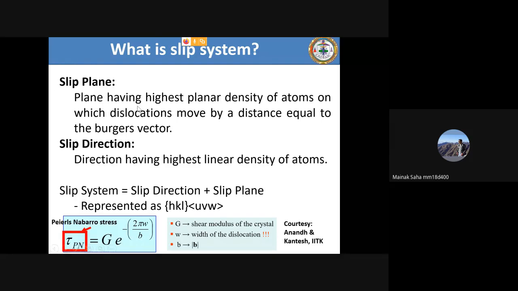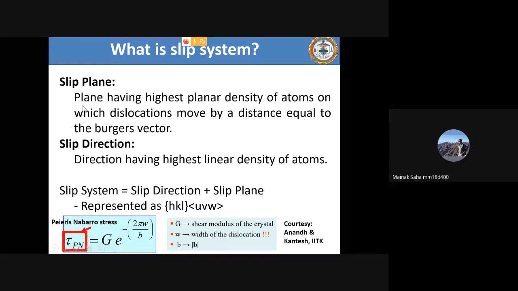See, the question is about the planes which have the highest linear density of atoms, right? So you can actually prove it. The interplanar spacing between all planes will not be the same, right? For example, the 111 plane, 200 plane, 222 planes. So between all the different planes, the distance will not be equal at all.